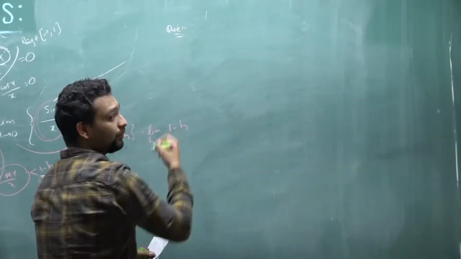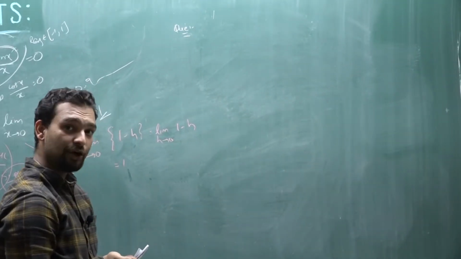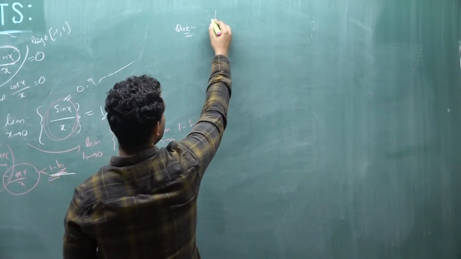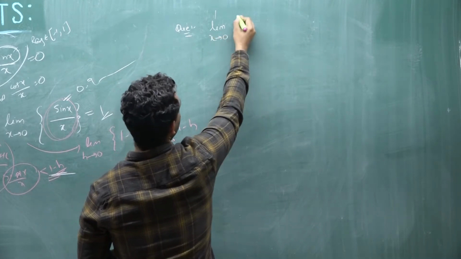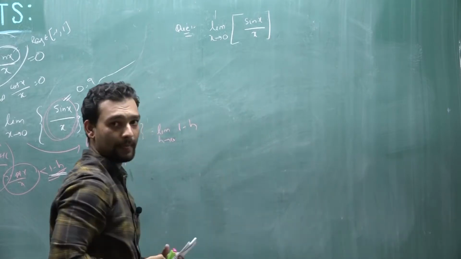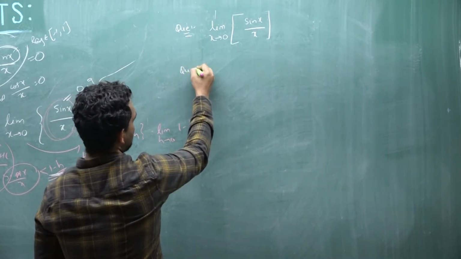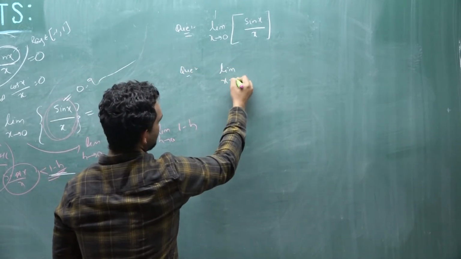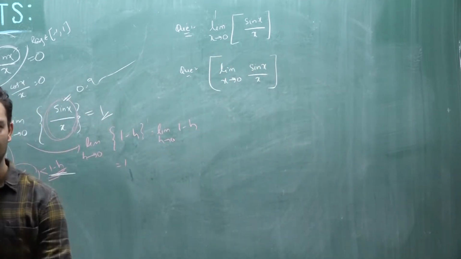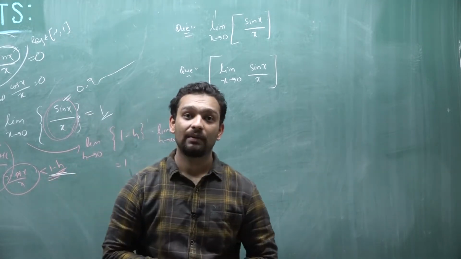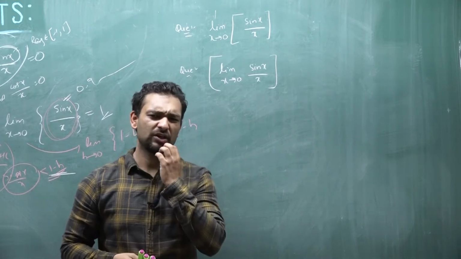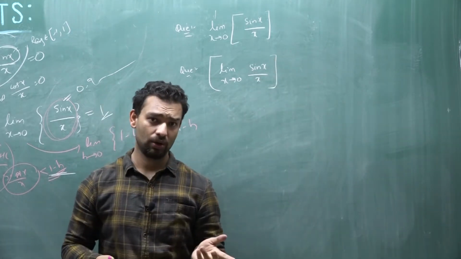I'll write 2 questions for you this time. Pause the video, think over them, and tell me whether they both will be the same or not. The first one is limit x tending to 0, greatest integer of sin x upon x. And the second one is limit x tending to 0, sin x upon x, and finally its greatest integer. Think by yourself whether these two will be the same or not.